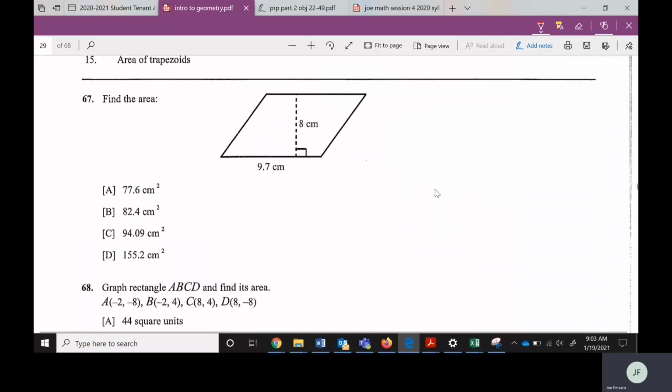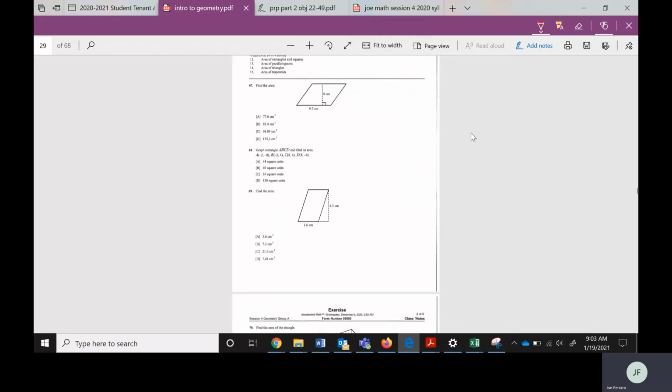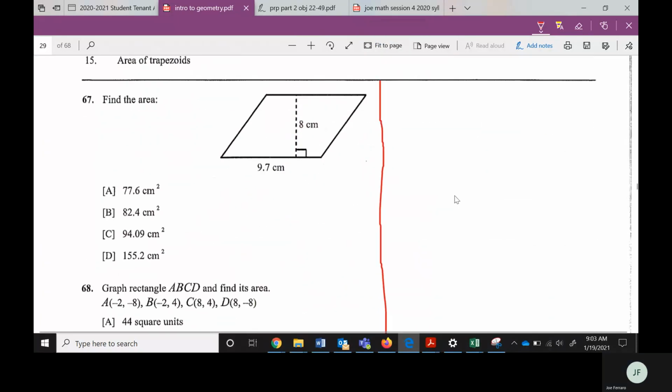What I'm going to do here is draw a line first, and then I'll go back. All right, so these are all going to be area formulas.